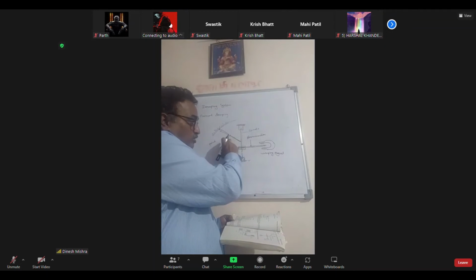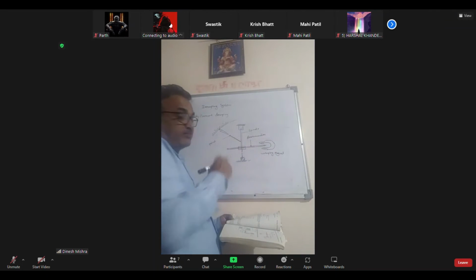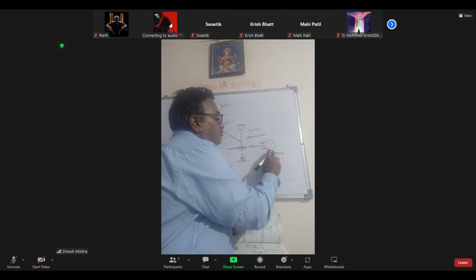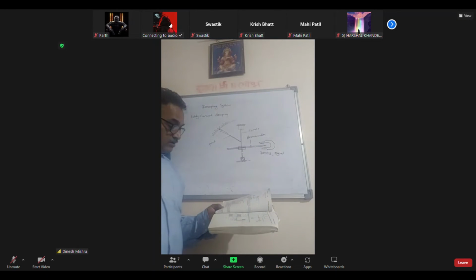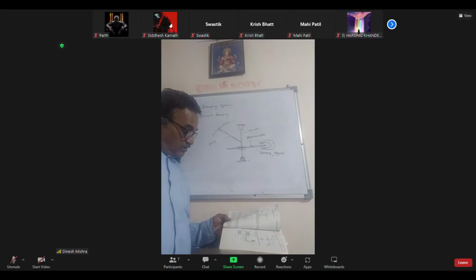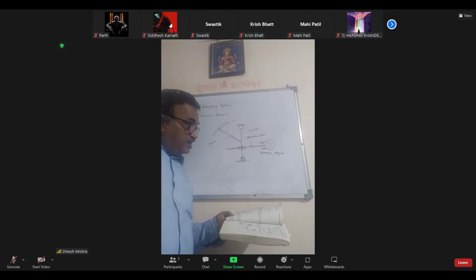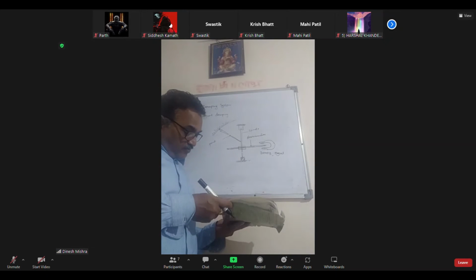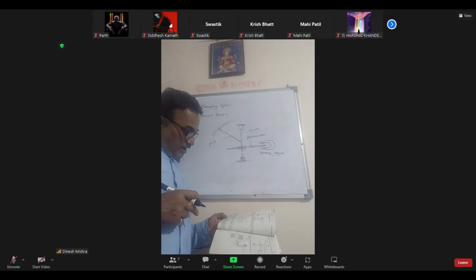The disc moves, the pointer moves. When the spindle moves, the disc will move in the what? The damping magnet. Understand? When the spindle moves, the disc also moves. The disc while moving cuts the magnetic field of the damping magnet.